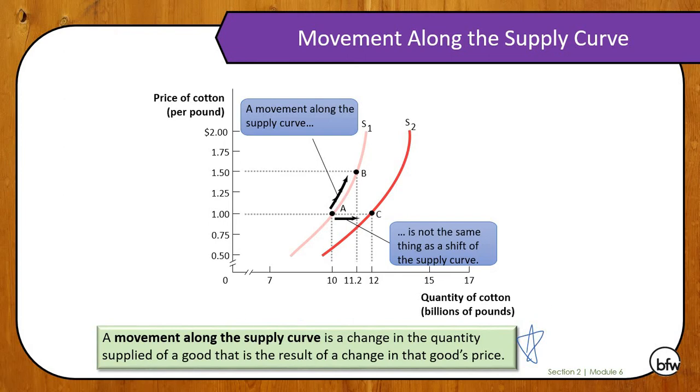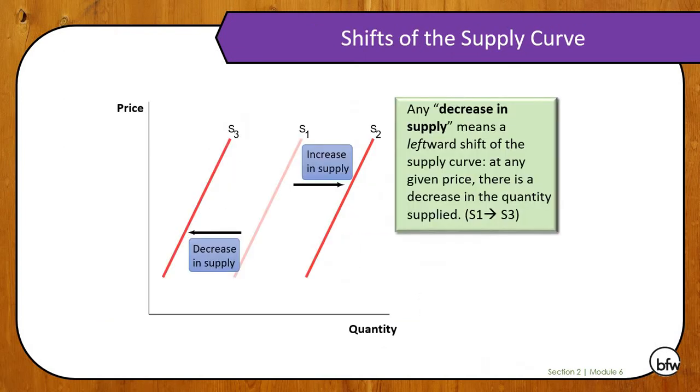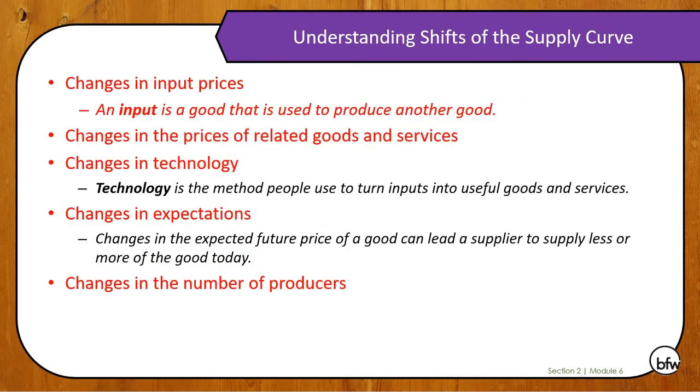Alright, and we'll write that down when we get back to class the next time. Alright, an increase in supply means it's going to be a shift to the right, a decrease in supply, a shift to the left. Alright, now, these are the reasons why your supply curve will shift.